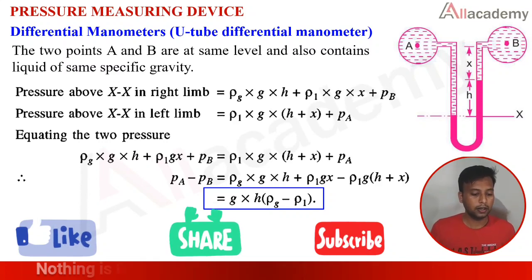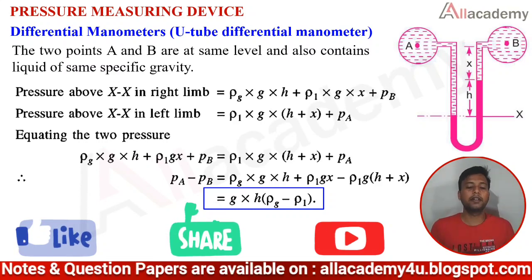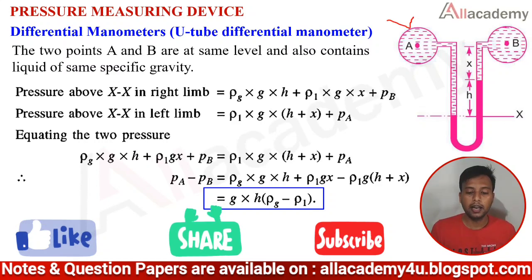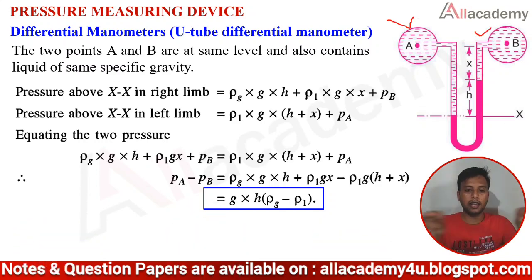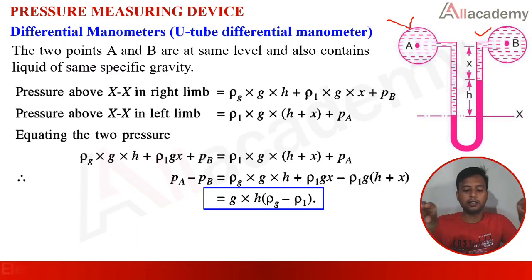Okay, next we'll move to another type, the differential manometer. Now the two points are on the same line. In the previous case, point A and point B were at different levels. Now point A and point B are at the same height. In the previous case one was up and the other point was down. Now in this case both are at the same level.